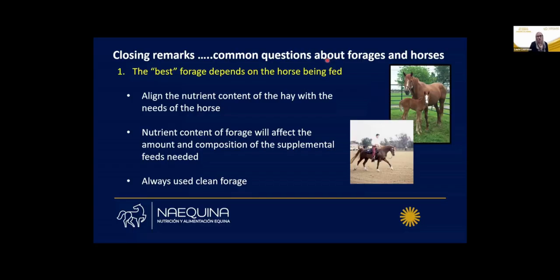So a few closing remarks, common questions about forages and horses. The best forage, in my opinion, depends upon the horse that's being fed. You should align the nutrient content of the hay with the needs of the horse, understanding that horses with high nutrient needs can utilize forages with higher nutrient contents, and that the nutrient content of the forage is going to affect the amount and the composition of the supplemental feeds that are needed. So we're trying to essentially balance or use complementary feeds that go together to meet the needs of the horse that we're feeding, and that we should always use clean forage.